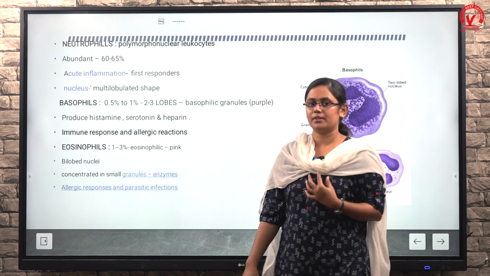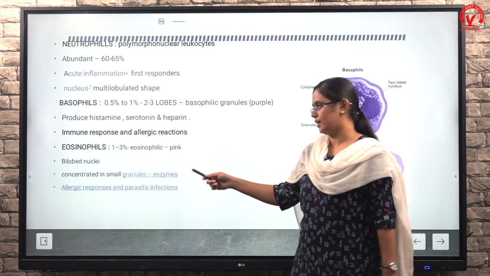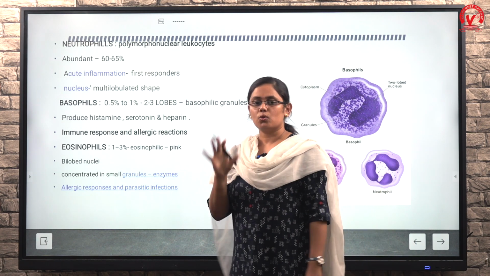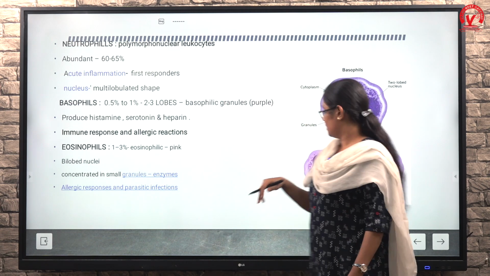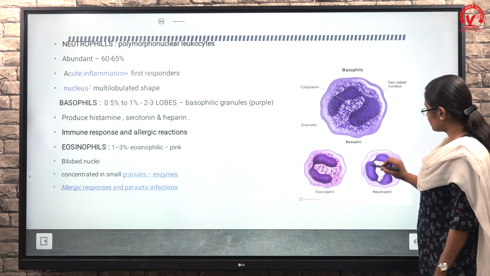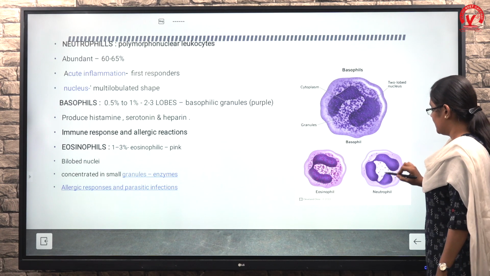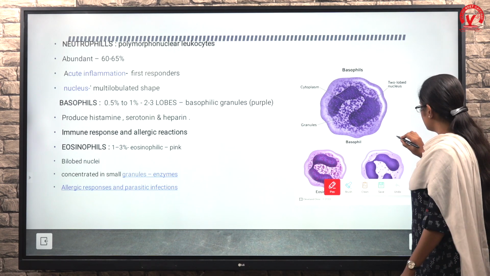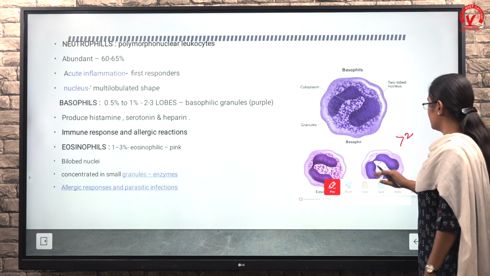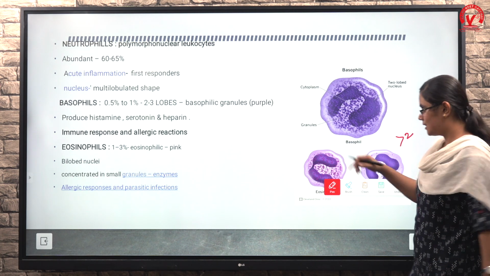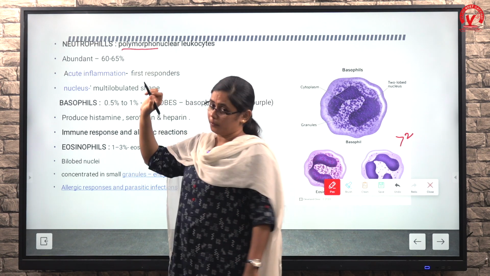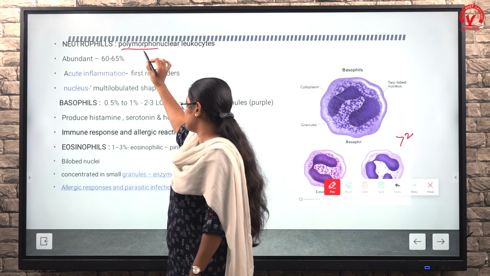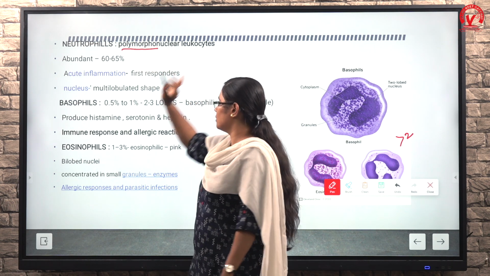Coming to neutrophils, so let's discuss granulocytes. First, neutrophils. Neutrophils are also called polymorphonuclear leukocytes. Here we can see in the diagram, the nucleus of the neutrophil is multi-lobed. It contains more than two lobes in the nucleus. Hence it is called polymorpho. So the nucleus has more than two lobes. That's why it is called a polymorphonuclear leukocyte.